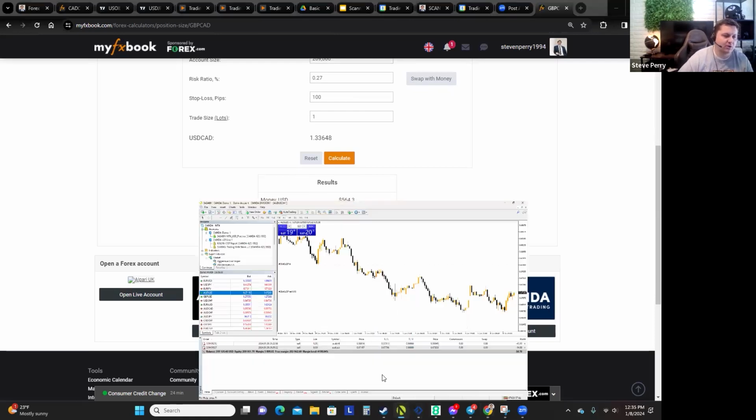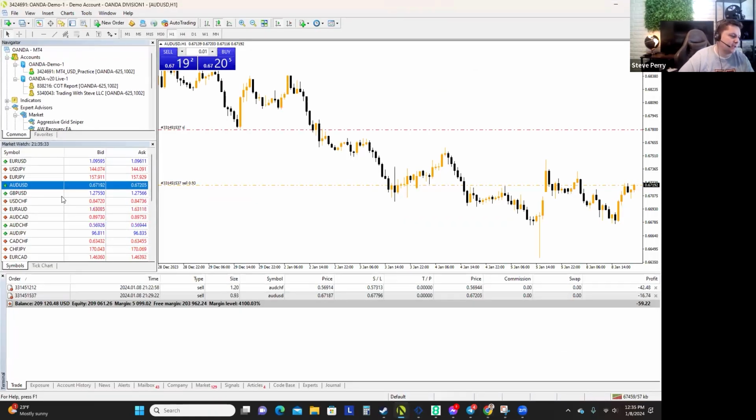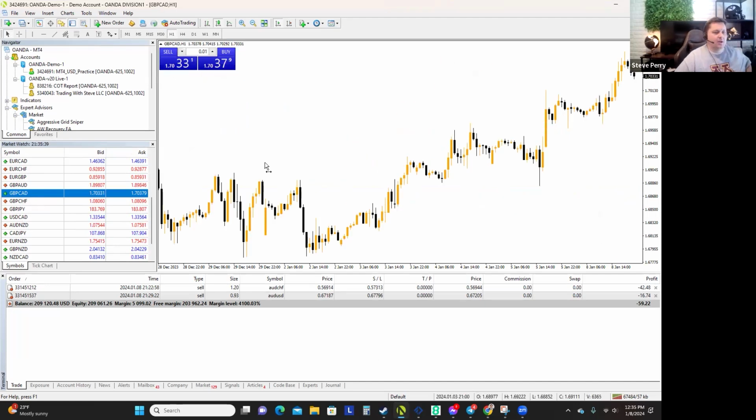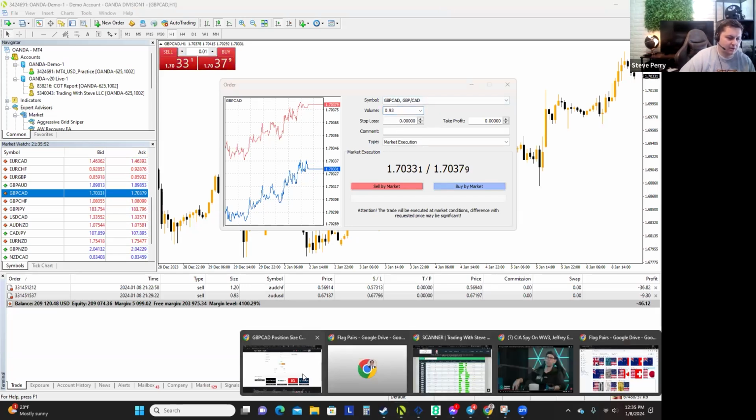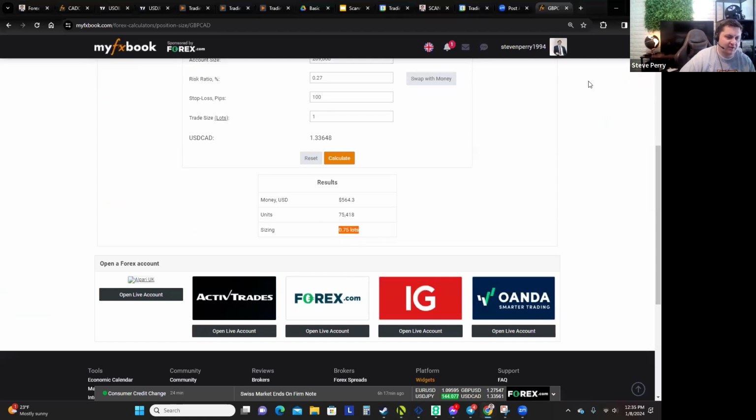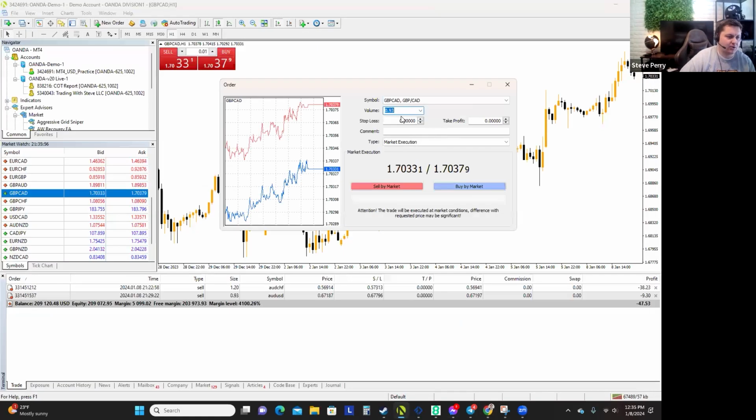0.75. So now I go to the charts, and I'm going to pull up the pound CAD, which is right here. I'm going to drag this over and drop into my chart. Here we are, ready to go. And then remember, this is a buy per the scanner. So I'm going to click new order. Here's the new order window. I'm going to change this to, what was it? 0.75, right? Yep, 0.75 was my lot size. That's going to go right here on the new order.